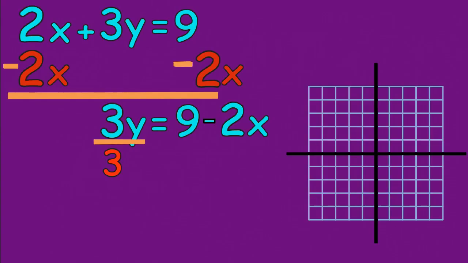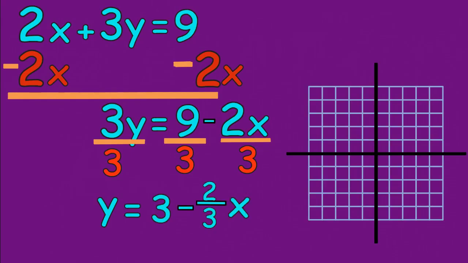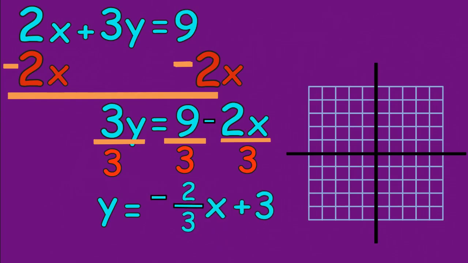But whatever you do to one side of the equation, you have to do to the other. When we divide the left by 3, we're left with just a y, which is exactly what we want. When we divide the right by 3, we have to remember to divide everything on the right by the 3, not just the first term. When we do this, we get 3 minus 2/3 x, because 9 divided by 3 is 3, and 2 divided by 3 is 2/3. There's only one last thing to do before graphing. We have to switch around the terms on the right side so that the term with the x is at the front. So instead of y equals 3 minus 2/3 x, we will have y equals -2/3 x plus 3.